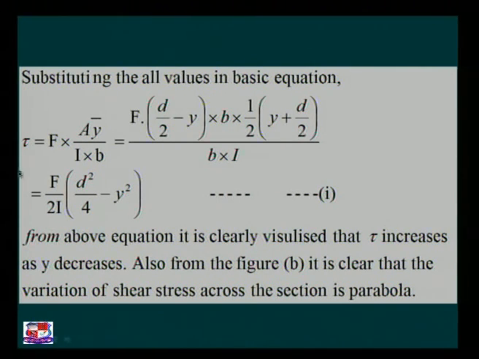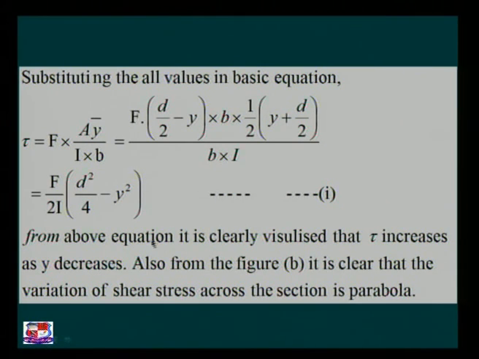This is a generalized equation, that is tau is equal to F over 2I bracket d square by 4 minus y square. It is a generalized term which is to be used to find the shear stress at a section for a rectangular section, and you can visualize that it is related to the y, the term which is proportionate to the y term. So this equation gives an equation of a parabola.